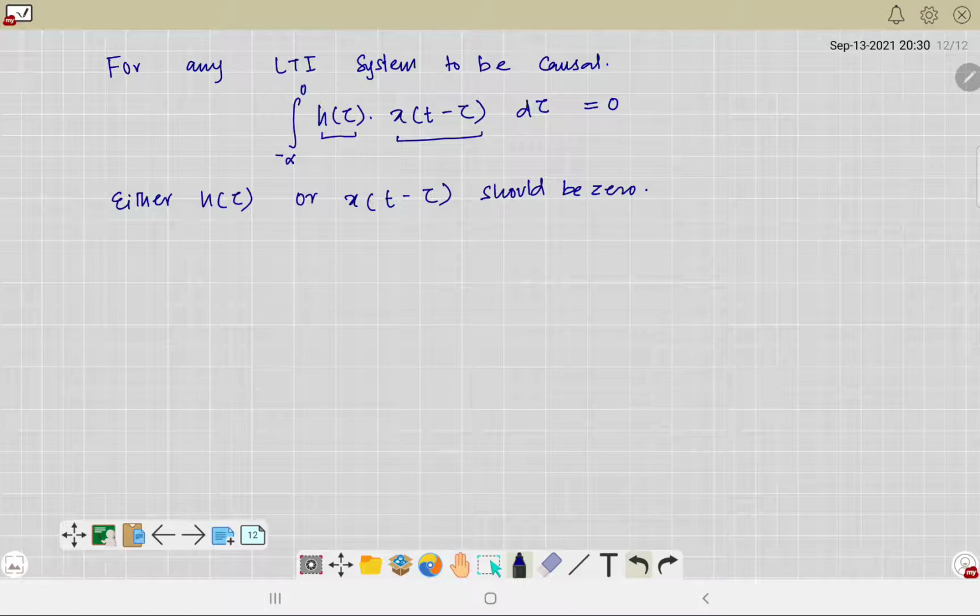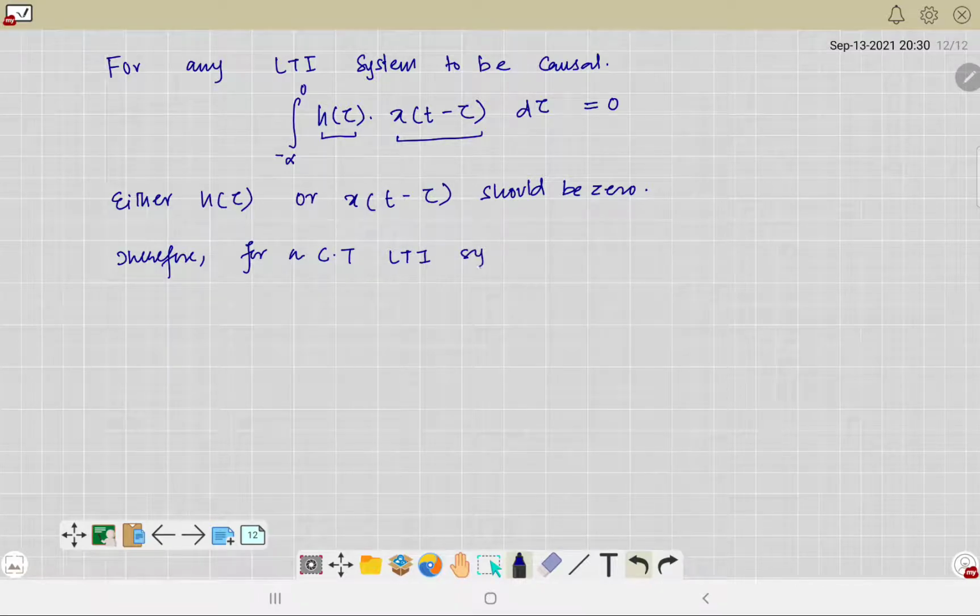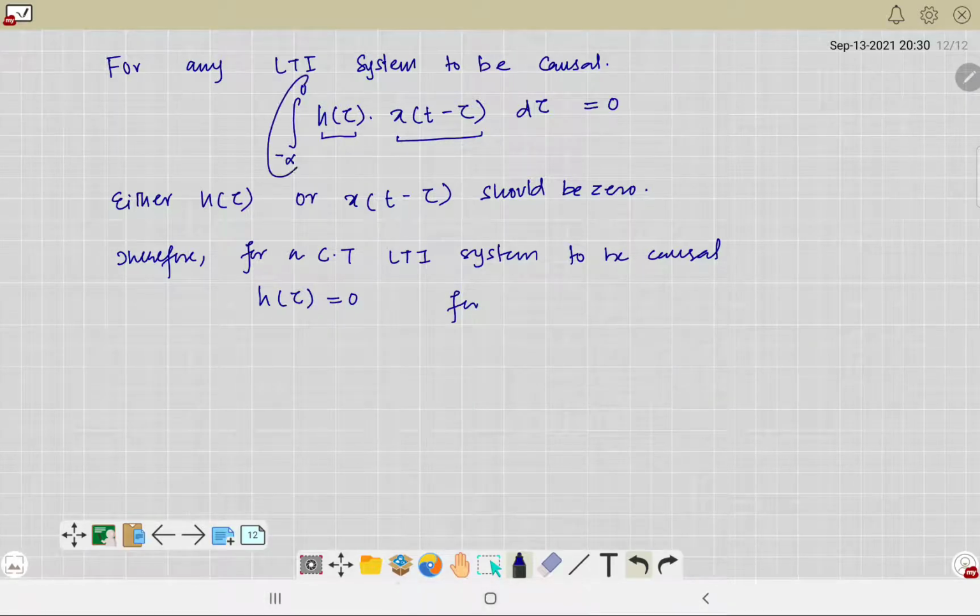So since x of t, in general, may not be 0, we can conclude a very important result here: for a continuous time LTI system to be causal, h of tau should be equivalent to 0 for this condition, that is, for tau less than 0.